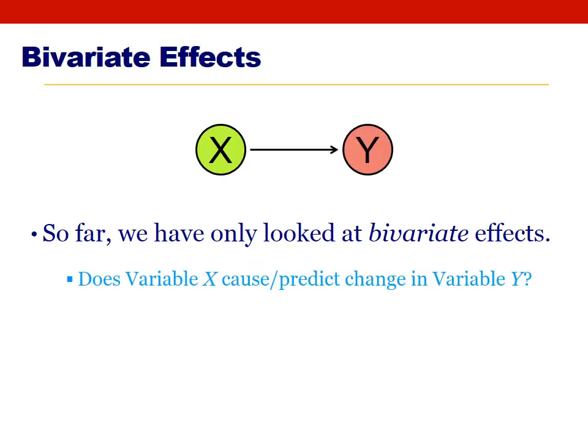So all of the tests that we've learned so far, or at least the ones we've learned recently, looked for a relationship between 2 variables. We would call those bivariate tests. We've got an x variable, which is our independent variable. We've got a y variable, which is our dependent variable. And we want to know if x is related to y.